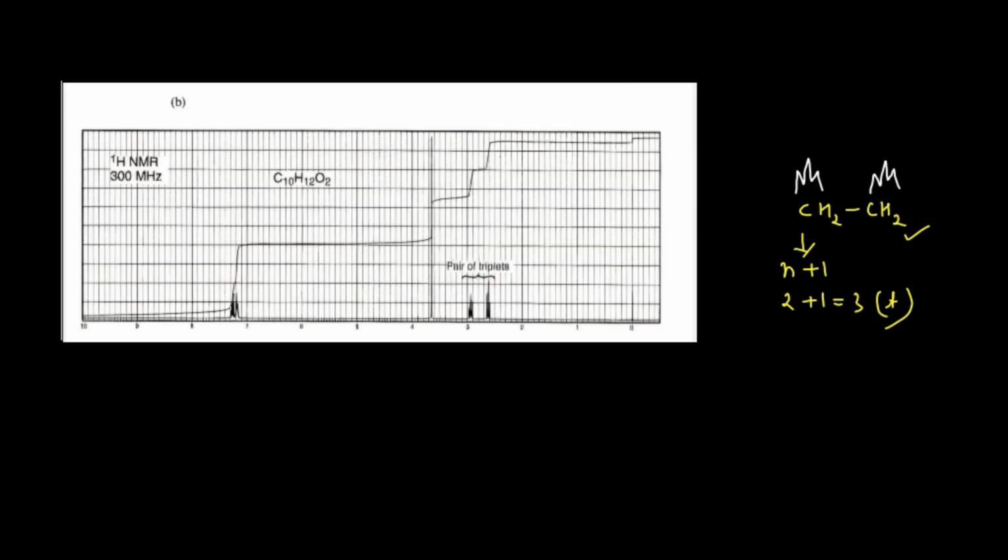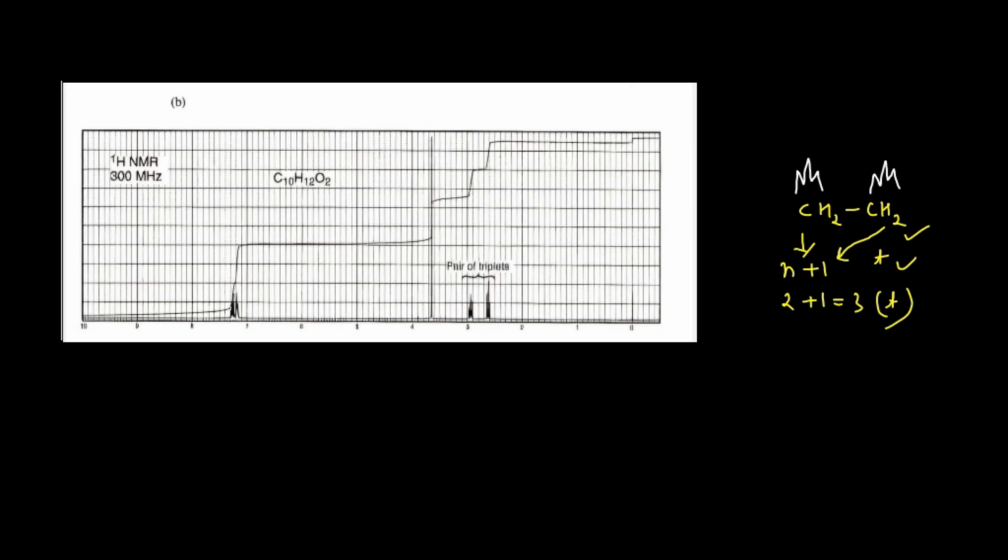So again, if you calculate the splitting pattern for this one, this will again come the same. So this will also give you a triplet. How? Because only 2 hydrogens are here, n plus 1 rule, same thing. So it is sure that this CH2 system is present in your structure. And now if you focus on the two triplets, these 2 triplets are very close. That means the environments of these 2 are somewhat the same, not identical but similar.